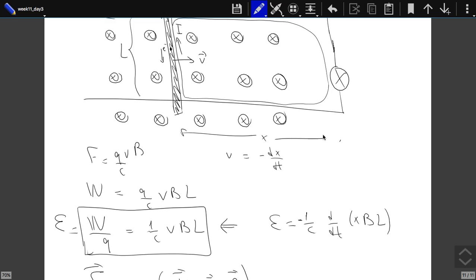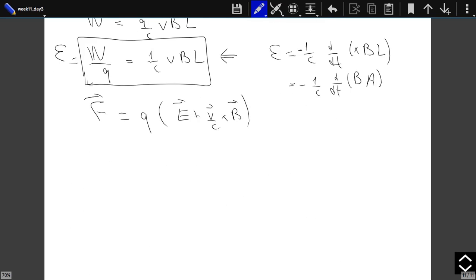Or let me just call this distance my x from the edge of the region which contains the magnetic field. But you see, this is nothing but minus 1 over c d by dt of B times x times L, and x times L is nothing but the area in my loop which is subject to this magnetic induction field. And this B times A is what we define as the magnetic flux, the integral of B dot dA.